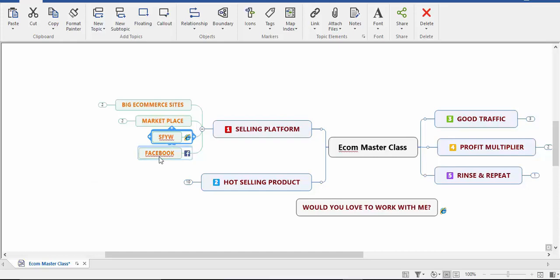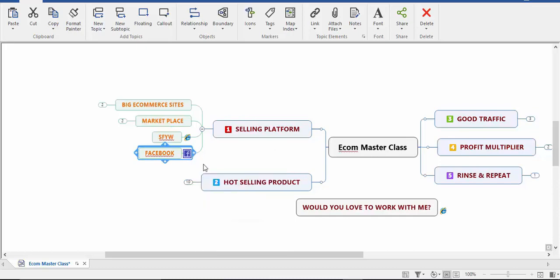And also you can sell from Facebook. That's one of the most beautiful things about the e-commerce business: even though you want to start with zero capital, all you need is just a Facebook account, and you have your product and you start selling from your Facebook account. That too is very, very wonderful. I do that a lot.